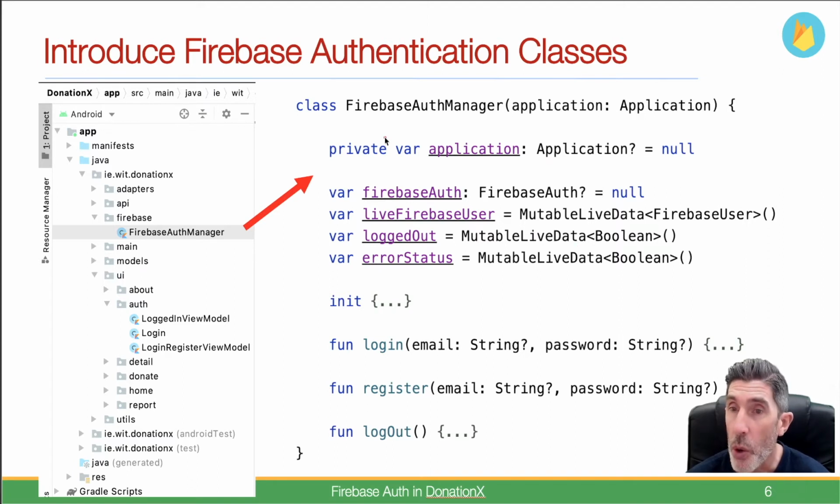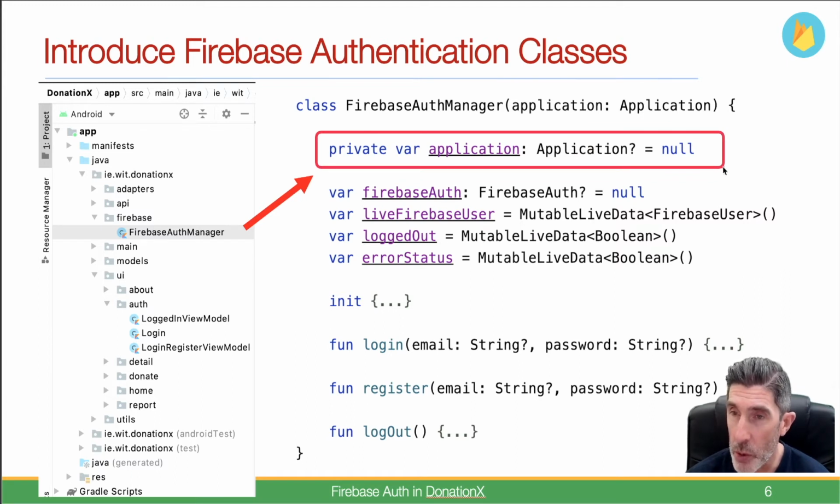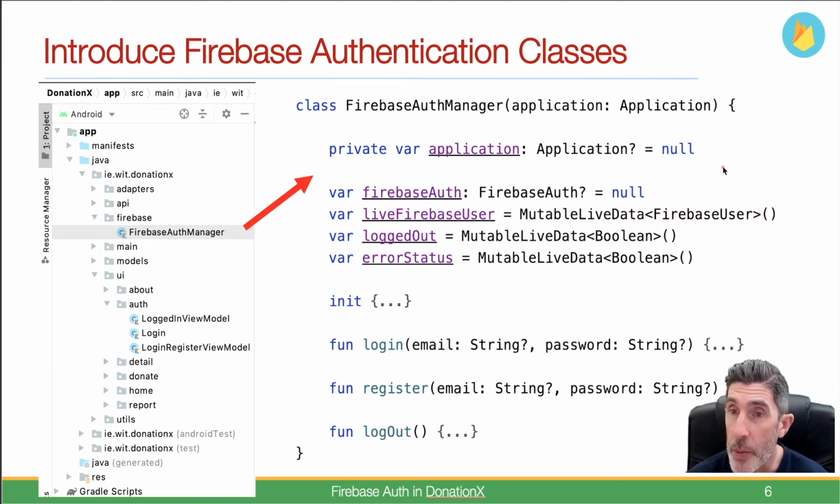Okay, so what we have is a couple of properties. We have an application object we want to keep track of, because we want this to be application wide. And we'll see later on how we use the view model and share it across different fragments, because we want to be able to authenticate the user anywhere inside our app, not just within the scope of an individual fragment, but the scope of the whole application.